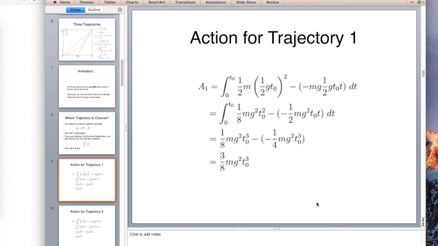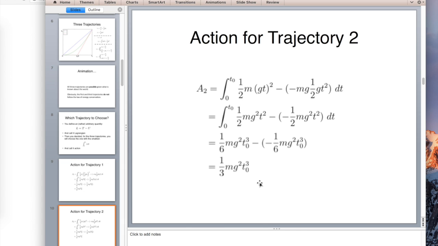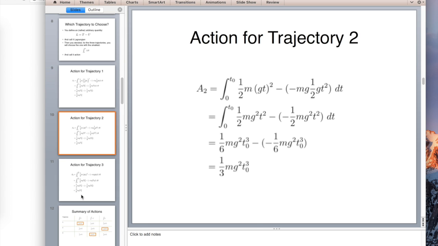So given the formula in the previous slide, we can calculate the action for trajectory 1. It's an integration of the kinetic energy minus the potential energy. Substitute the velocity and the position function in this integration. You get this term, and you do the integration, and you calculate that the action for trajectory 1 is 3/8 m g squared t0 cubed. Similarly, you can calculate the action for trajectory 2. You substitute the velocity and the position, and you do the integration, and you calculate that the action of trajectory 2 is 1/3 m g squared t0 cubed.